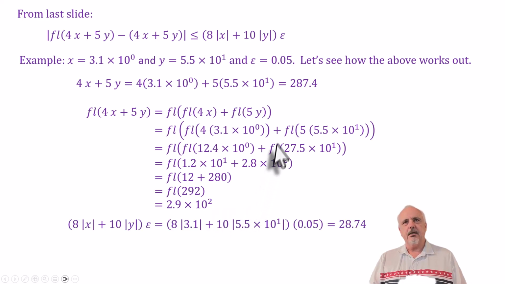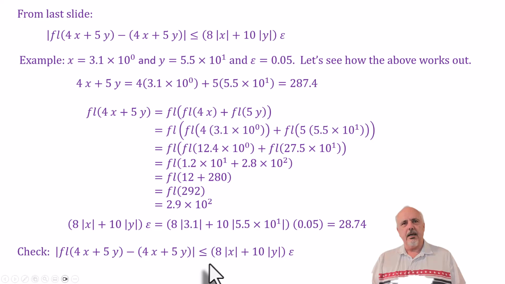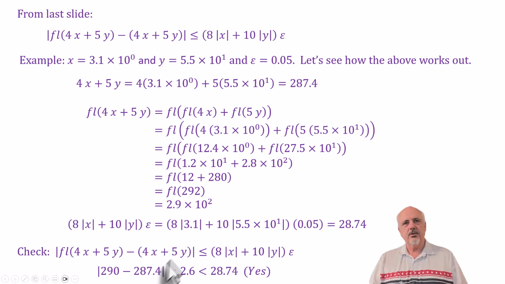Then when I look at the error bound, I've got 8 times absolute of x plus 10 times absolute of y, quantity times epsilon, and I get 28.74. And if I look at, hey, I'm going to check, is this 290 and this 287.4, that's equal to 2.76, and yes, that's less than the bound, as expected.